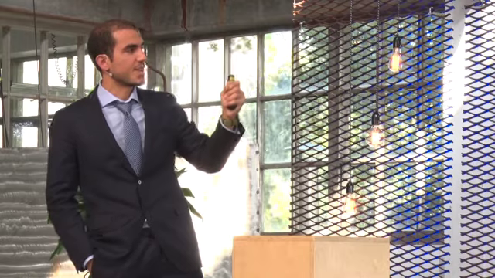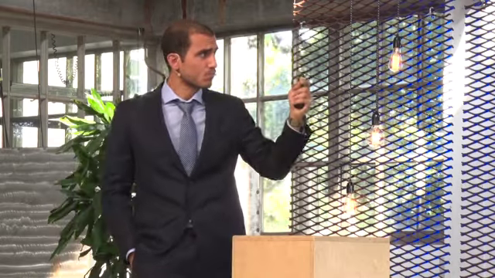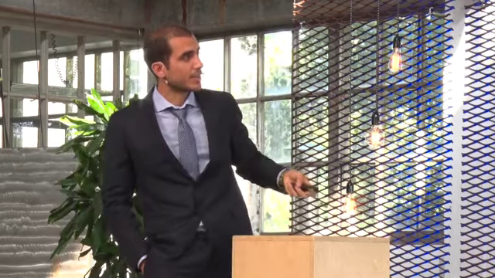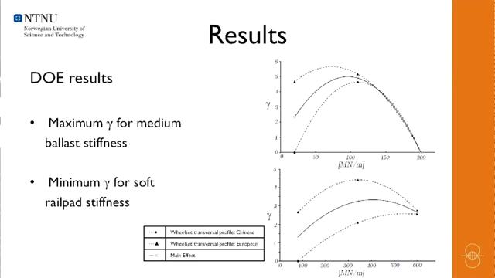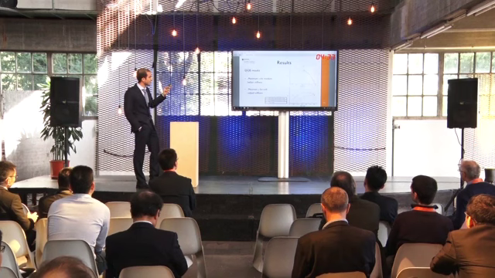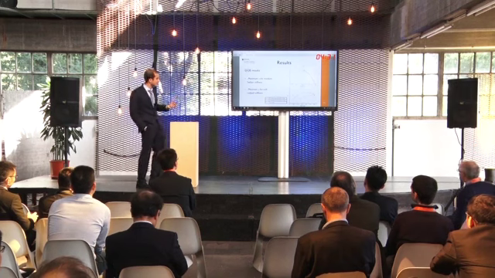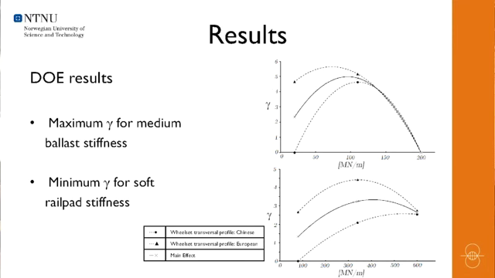All right, so we can say 2 things mainly. On the top, we can say that there is a maximum of the corrugation index for a medium ballast stiffness. But most interestingly, we can see that there is a minimum of the corrugation index for a soft rail pad stiffness, which is, again, in accordance with the literature, basically.